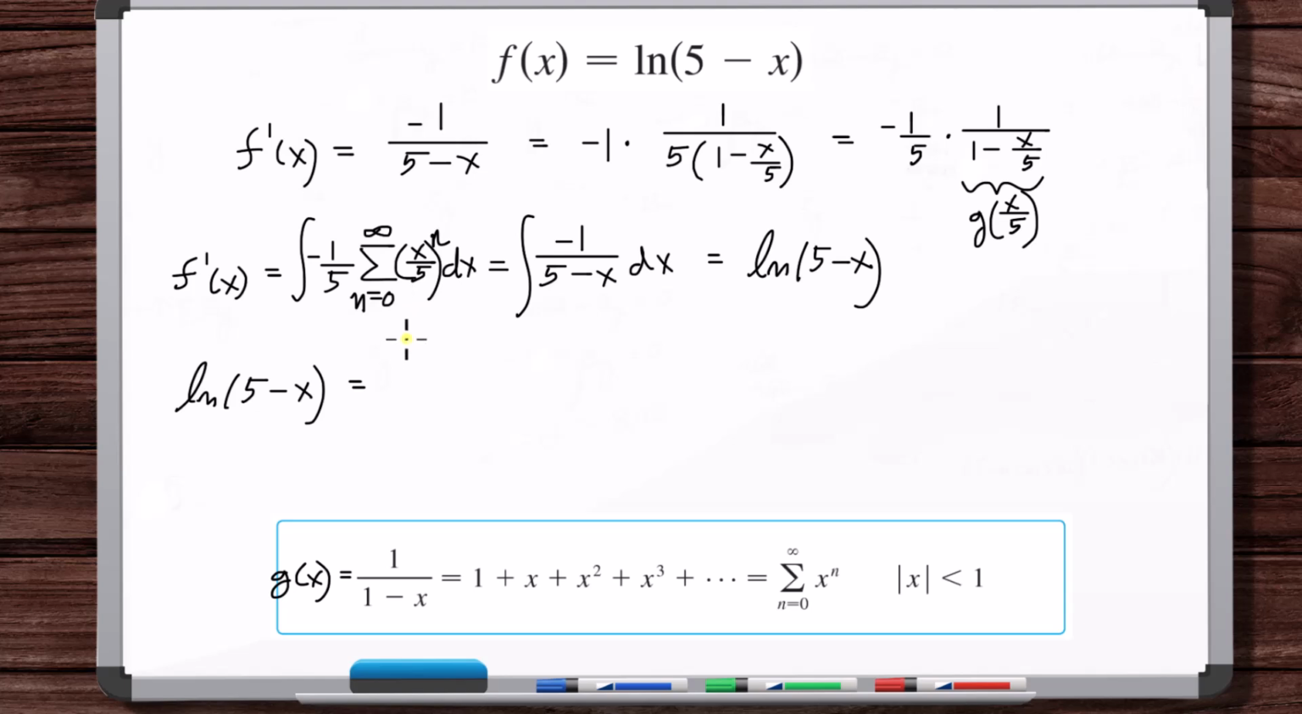But if you can't get the x by itself, then you would do the chain rule here. If you were differentiating this, all we would do is come to this term and say n times x over 5 to the n minus 1 times the derivative of x over 5, which is just 1/5. And then we would update the index, changing this to n equal to 1.